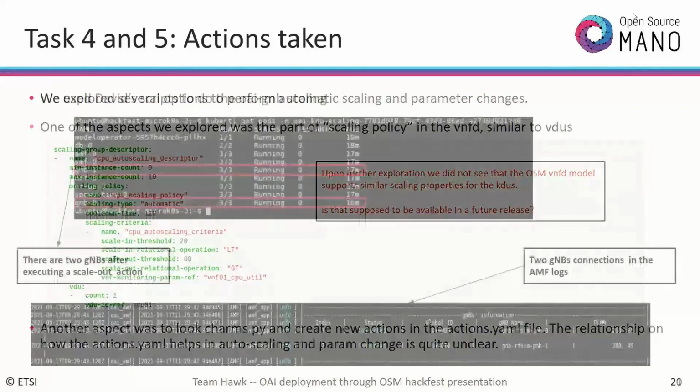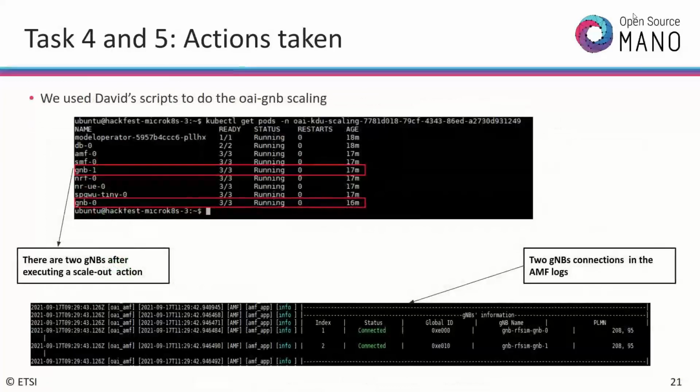But anyways, thanks to David, he provided a repo which we could check out, and we could do the gNB scaling. Here you can see that once we did the procedures, which is that we checked out the repository, built the charms again, and then created the VNFD and the NSD with the procedures that we already described for the previous tasks, we could basically scale it to 2 gNBs.